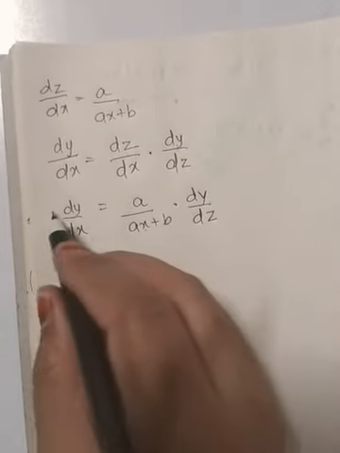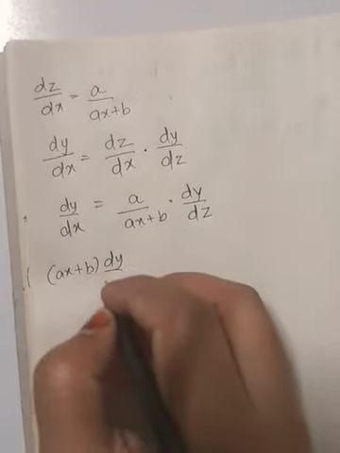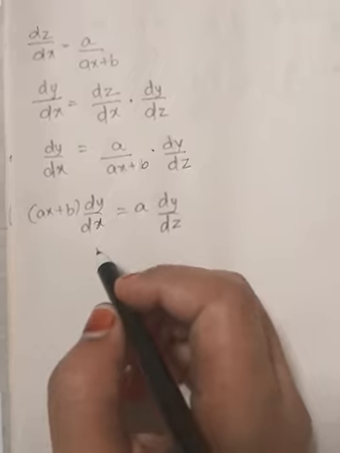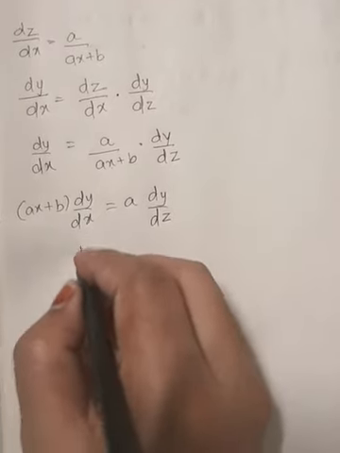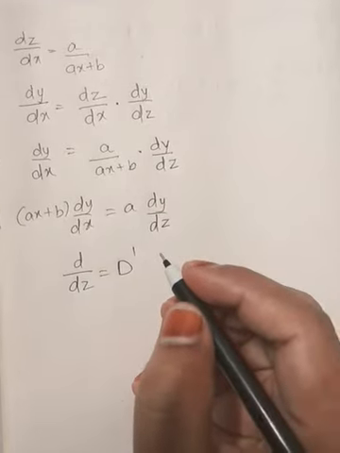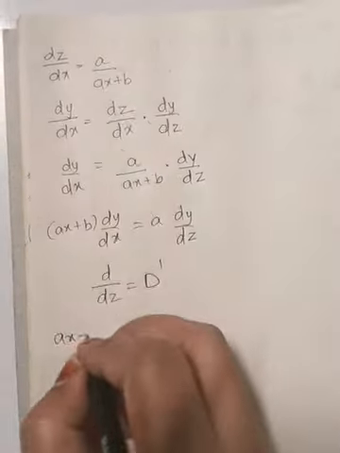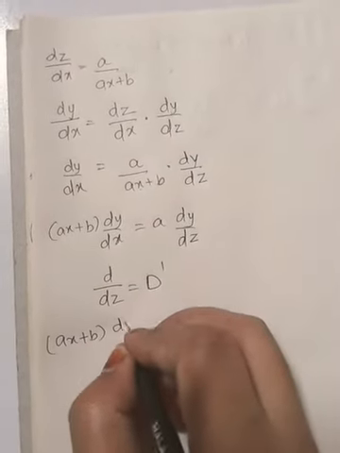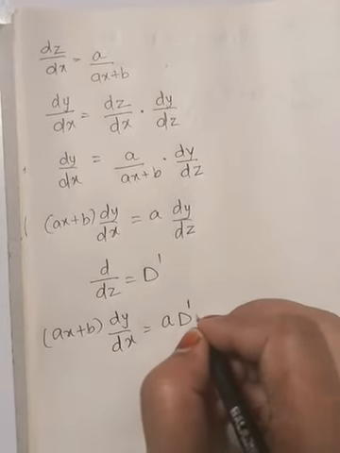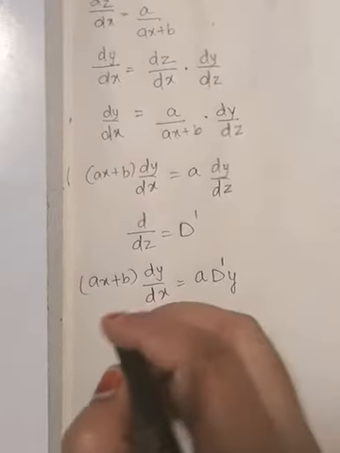Now you send this term here, that is (ax + b) dy/dx is equal to a dy/dz. Here you consider d/dz as D'. Now if I substitute here, what I'll get? (ax + b) dy/dx is equal to a D' y.